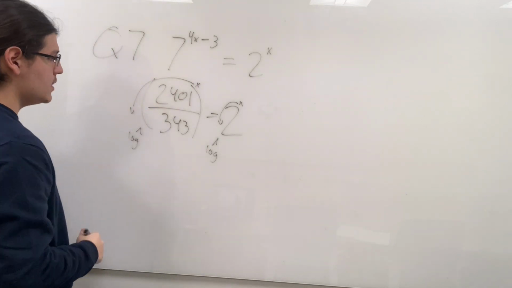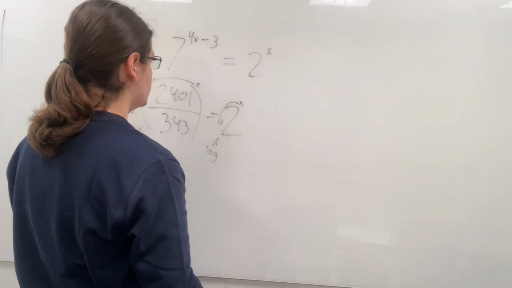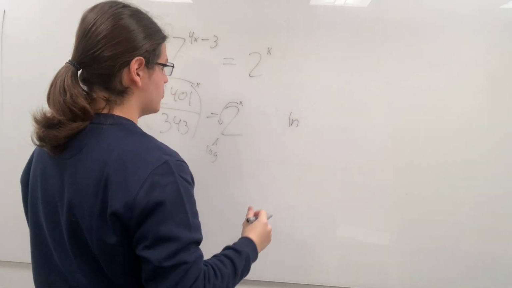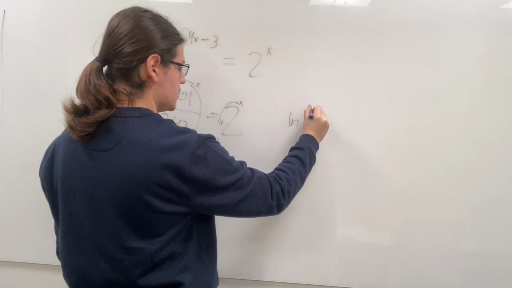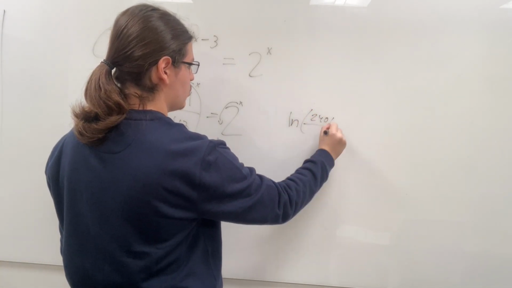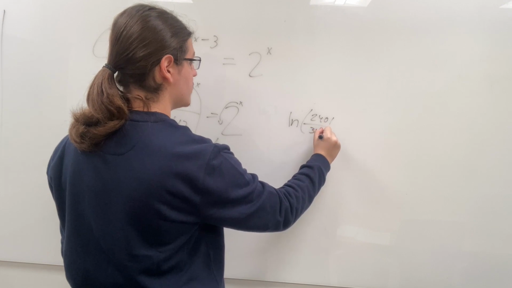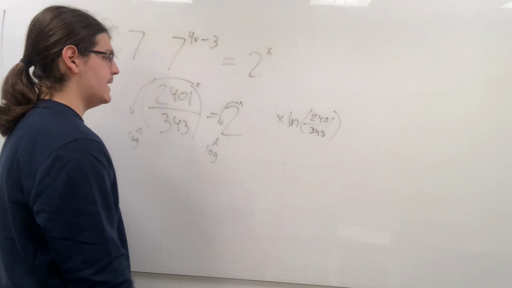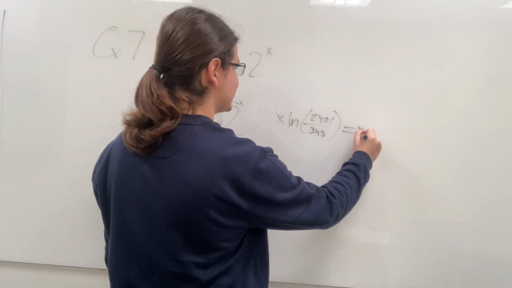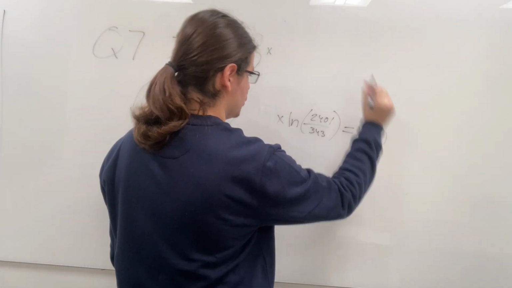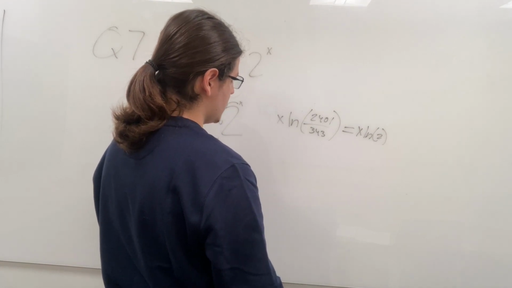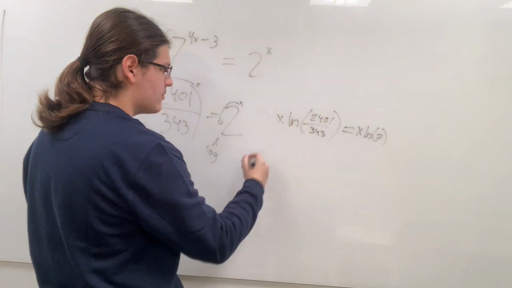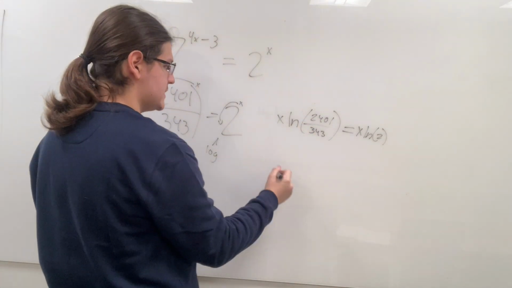So I'm just going to do ln, natural log, of 2,401 over 343 times x is equal to x ln 2. That is great. So I think we can expand this a little bit further. Maybe we'll find another clue on how to solve this easier.